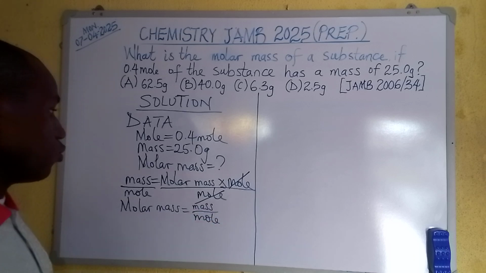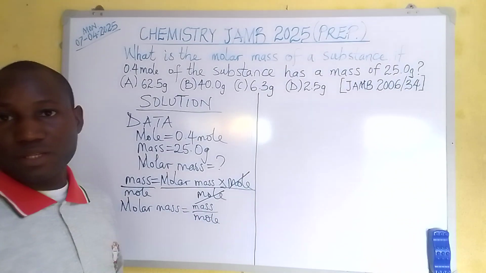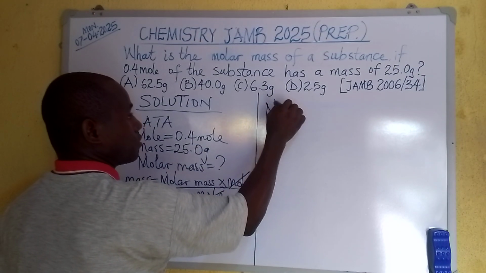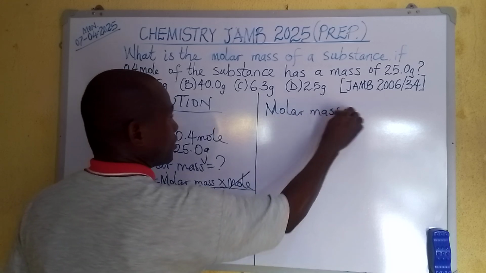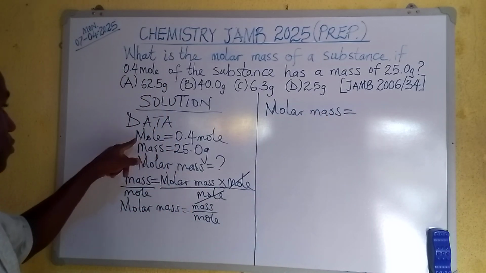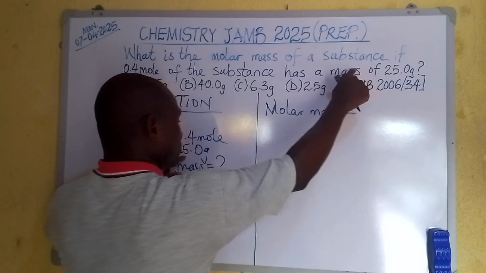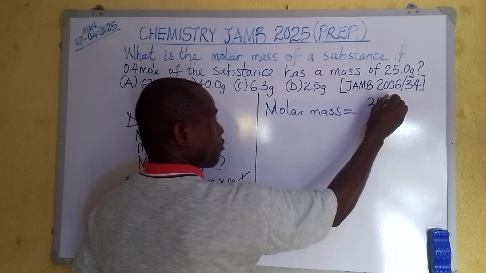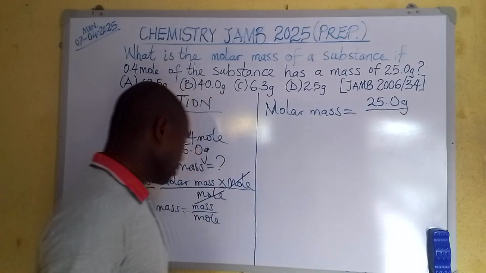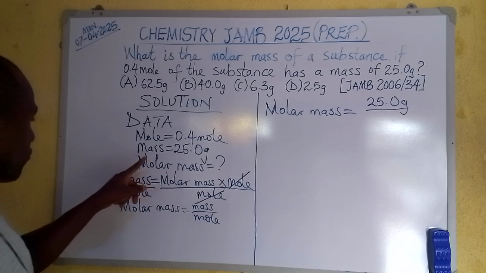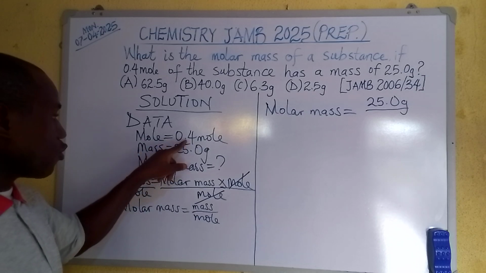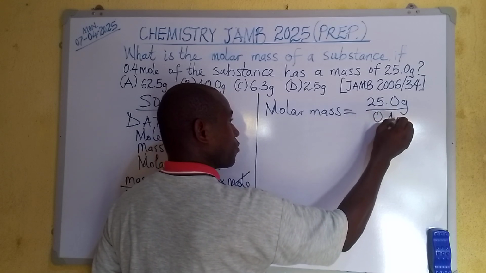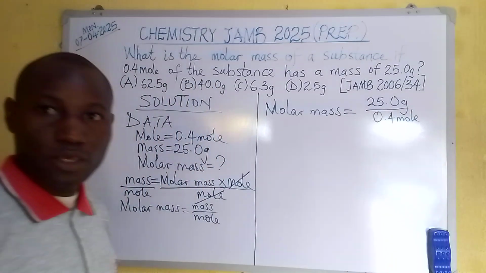At this point, we substitute directly. Molar mass is what we are looking for. So now we write molar mass is equal to, what is the mass? From the variable that is given, the mass, if you look at it here, it is 25.0 gram. So we are writing 25.0 gram. That is the mass. Then the mole, what's the value of the mole here? 0.4 mole. Then it will be written as 0.4 mole. Is that okay?